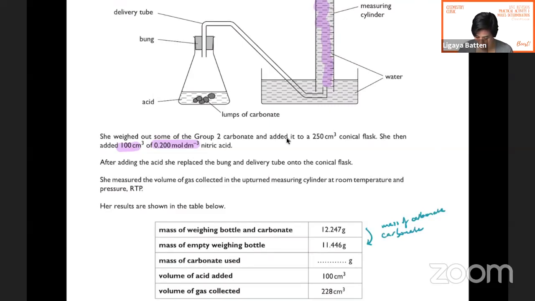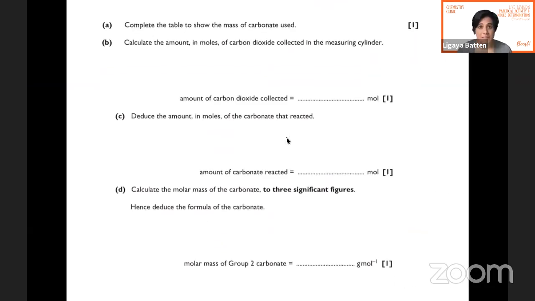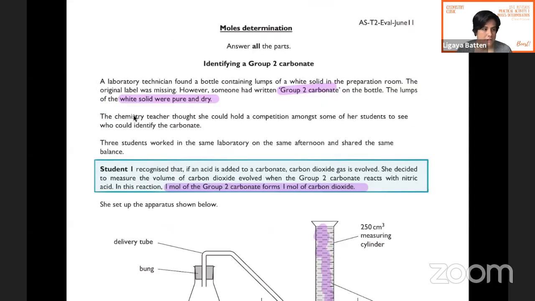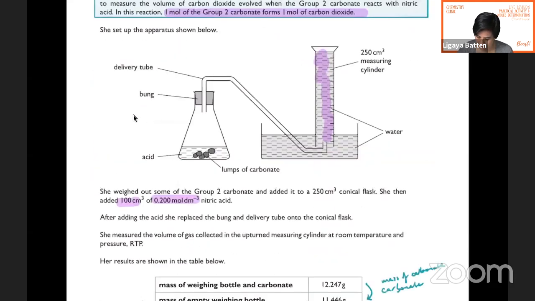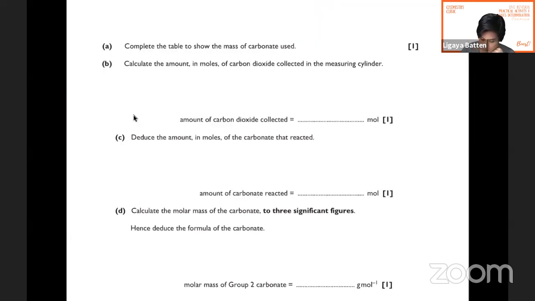And then we've got a volume of acid added and we have the volume of gas collected. Okay, let's look at the questions. Complete the table to show the mass of the carbonate used. Okay, so as I said, we're going to just take the difference between that first mass and the second mass, and that gives us 0.801 grams. So 12.247 minus 11.446 gives 0.801. So that's the mass of carbonate that we used. I'll just write it here as well, in case we need it later on.